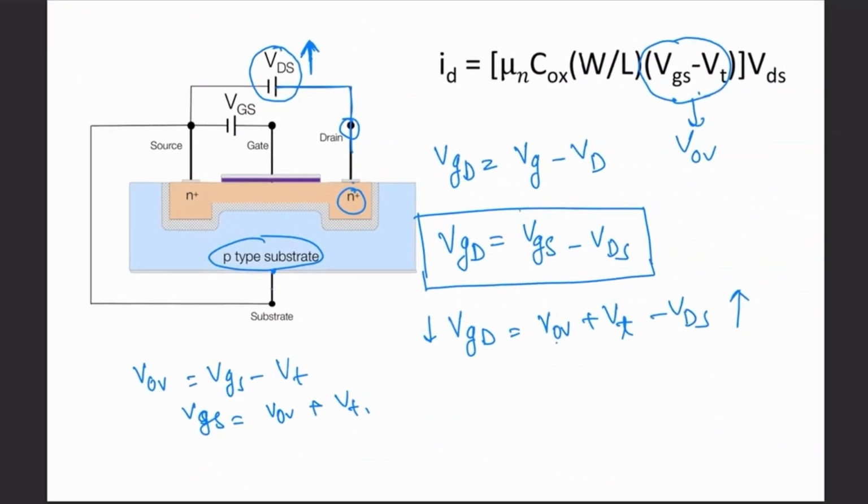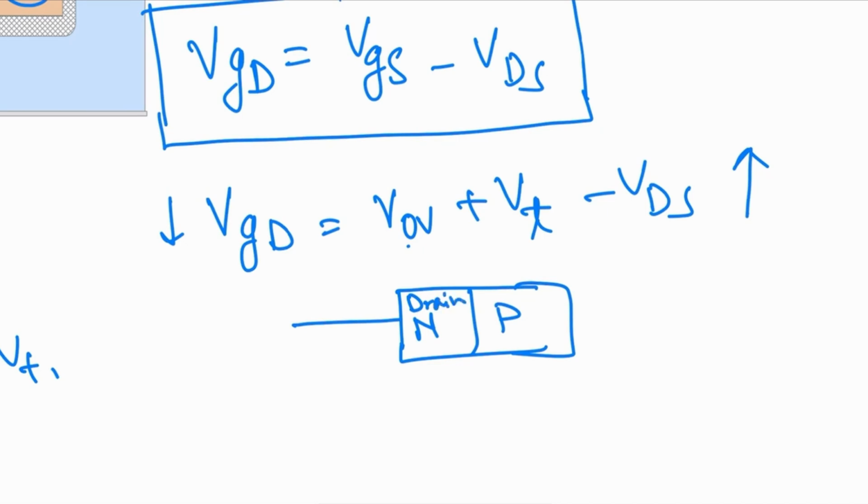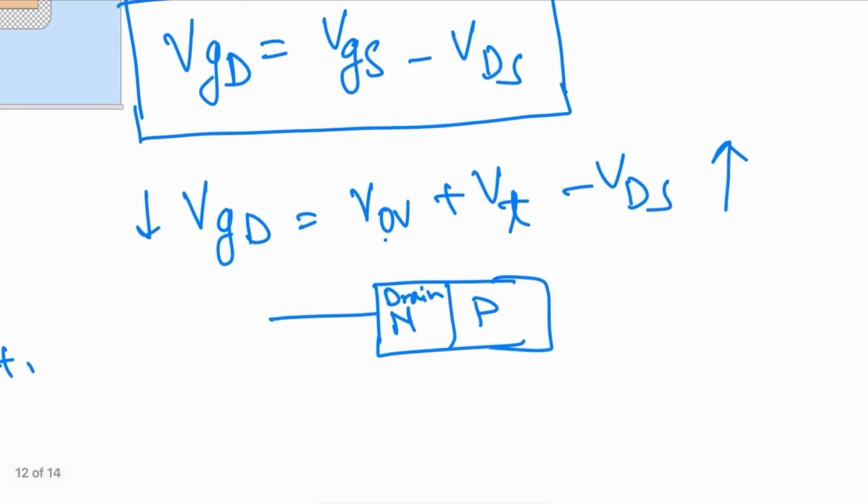So we can consider this one as: this is an n-type, this is a p-type. N-type is the drain, and p-type is what? P-type is the substrate. Okay, and now you just connect a voltage source.